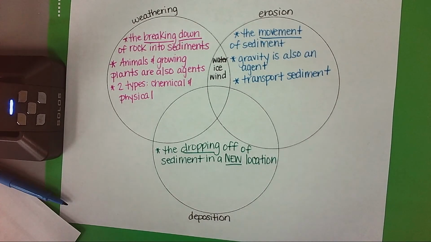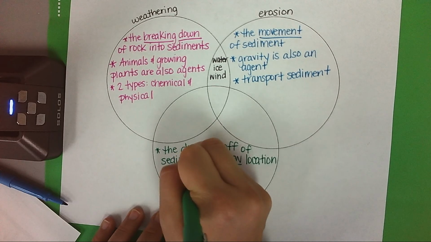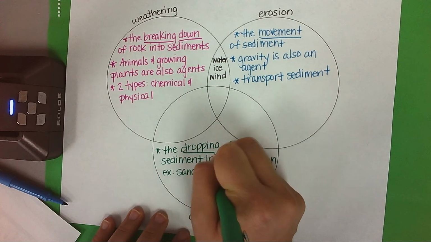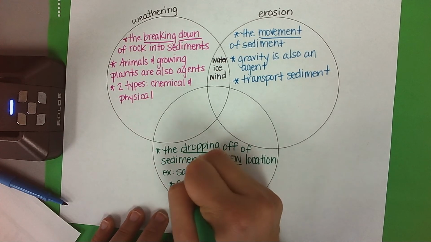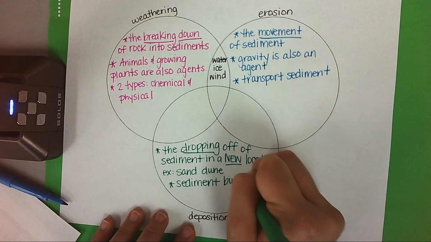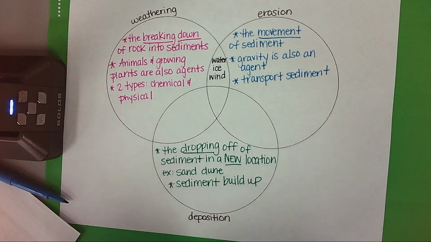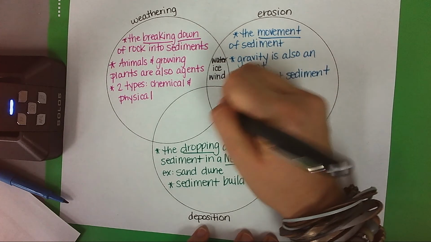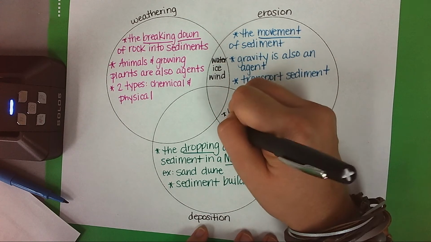So there are 2 parts: the dropping off of sediment in a new location. An example would be a sand dune that you see at the beach. This is where sediment usually builds up during deposition. Now let's look at what erosion and deposition have in common. They help move sediment.